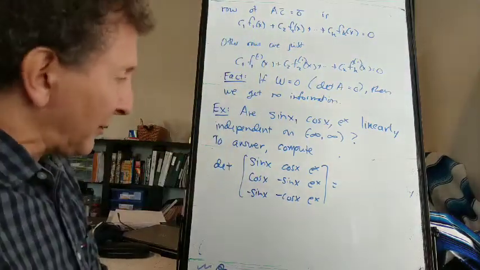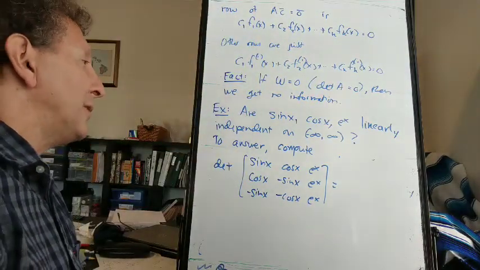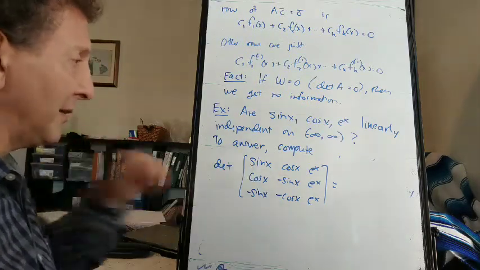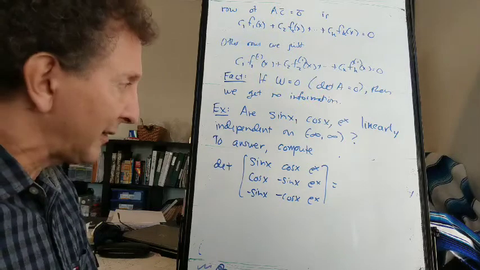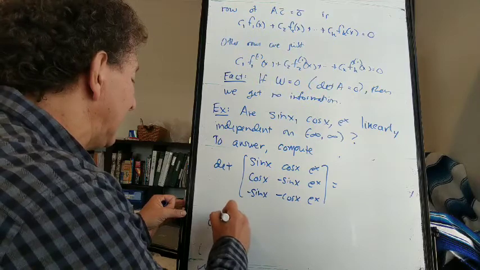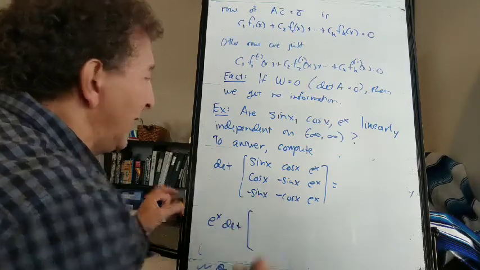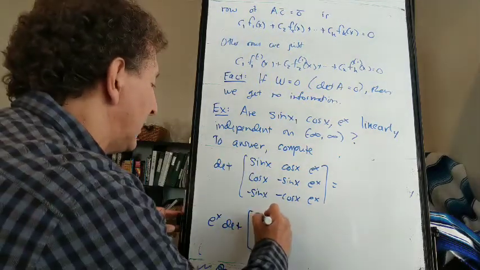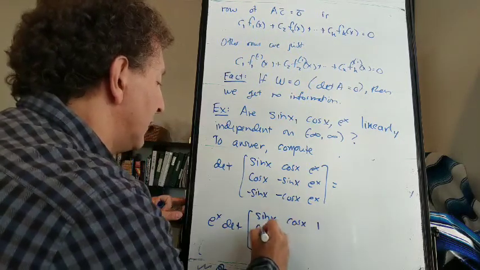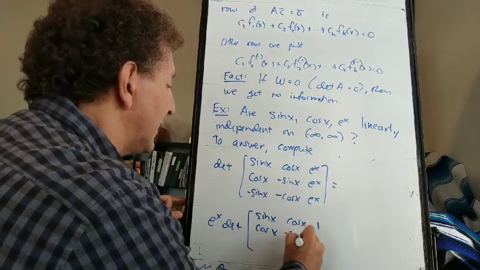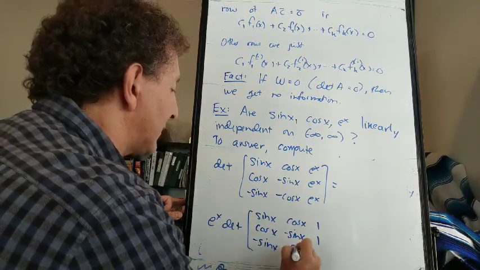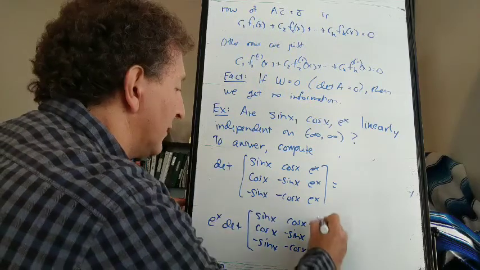Now we get to use a fact about determinants that I don't use that often, which is that you can factor something out of a column and just bring it out of the determinant. So since our third column is all e to the x, we can factor an e to the x out of here and say that's equal to e to the x times the determinant of, and just replace those with 1s. Sine x, cosine x, 1. Cosine x, minus sine x, 1. Minus sine x, minus cosine x, 1.